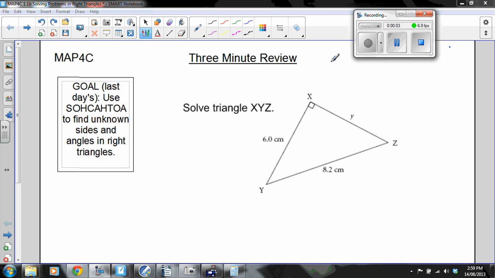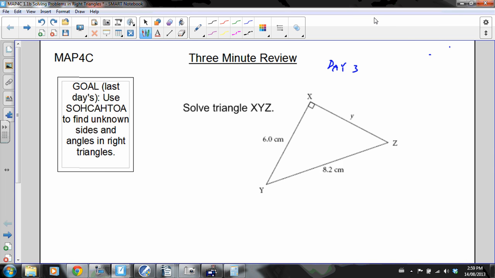MAP4C, day 3. This is lesson 1.1b on solving problems in right triangles.